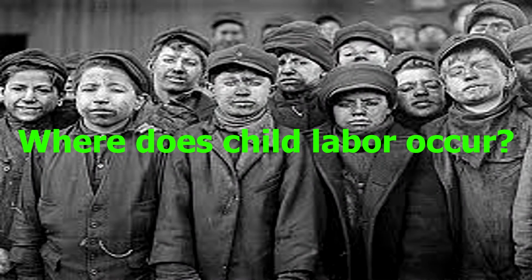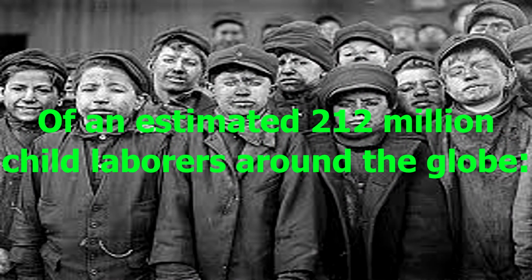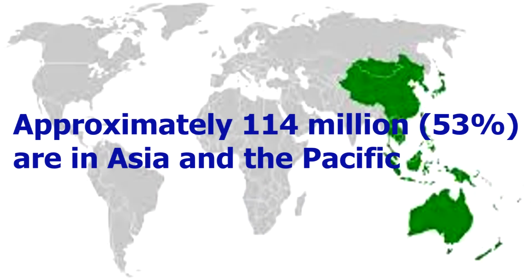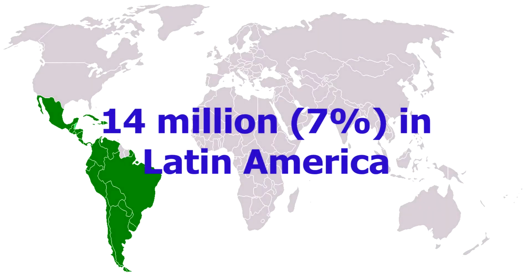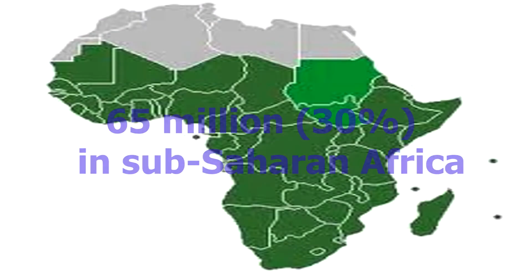Where does child labor occur? Of an estimated 212 million child laborers around the globe, approximately 114 million are in Asia and the Pacific, 14 million in Latin America, 65 million in sub-Saharan Africa.